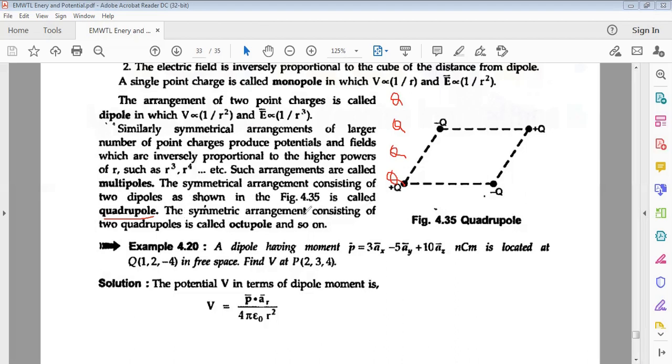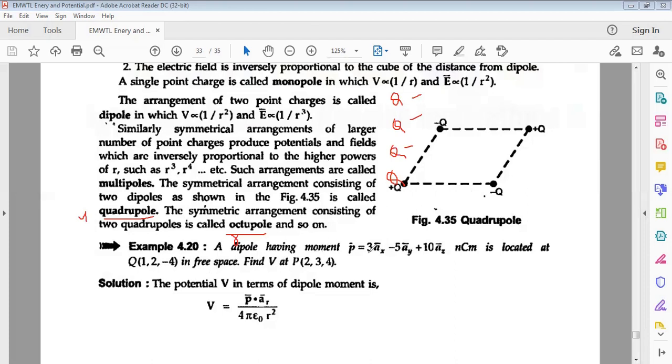Quadrupole. The symmetric arrangement consisting of 2 quadrupoles is called an octupole, and so on. So 1 plus 1 is 2, 2 plus 2 is 4, 4 plus 4 is 8. Quadrupole is 4, octupole is 8, and so on. Got it, my students? Understood?